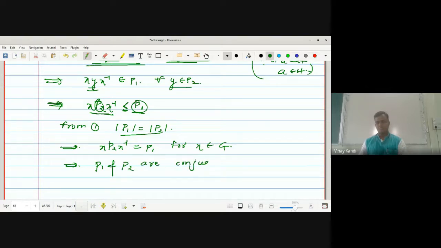The second Sylow theorem tells us that any two Sylow P subgroups are conjugate to each other. What is the meaning of conjugate subgroup? There exists an element X belongs to G such that X P2 X inverse is equal to P1. Any doubt?